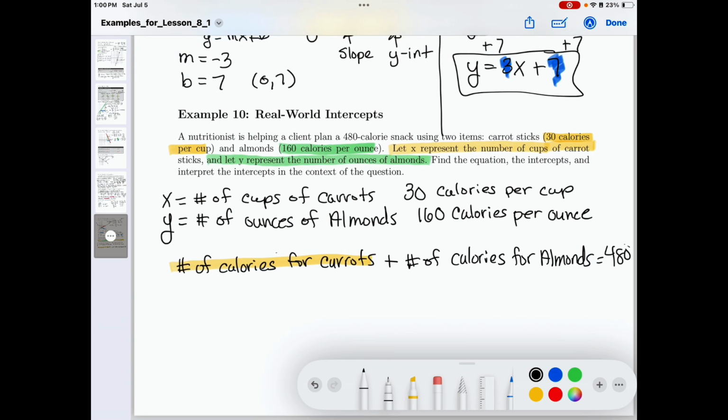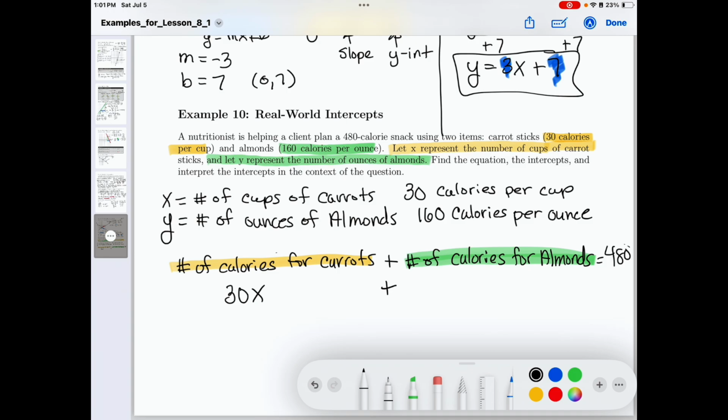Well, if there's 30 calories for each cup, and X represents the number of cups of carrots, we would multiply that. So, for example, if X was 2 and we had 2 cups of carrots, then I would take 2 times 30 to get the number of calories for the carrots. So, to find the calories for the carrots, I'm going to take 30 times X. And then we're going to add that to the calories for the almonds.